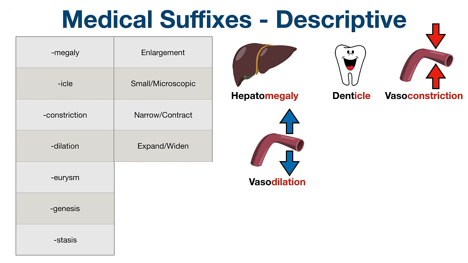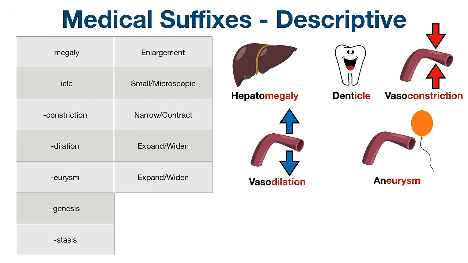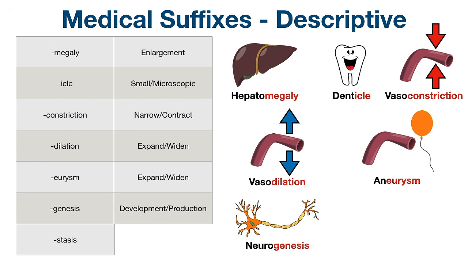A similar suffix is eurism, which also means expand or widen. A common example is aneurysm, which is an abnormal bulge or ballooning in the wall of a blood vessel, and this causes the blood vessel to expand or widen. Next we have genesis, which means the development or production of something. Another meaning is to form. You can think of neurogenesis, which is the formation or development of neurons.